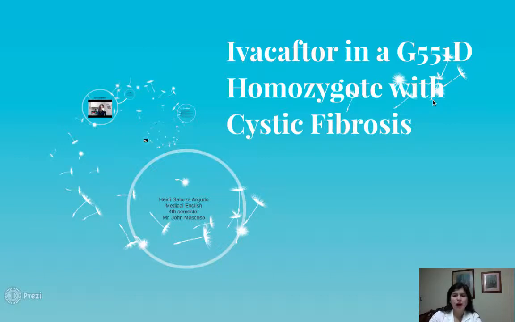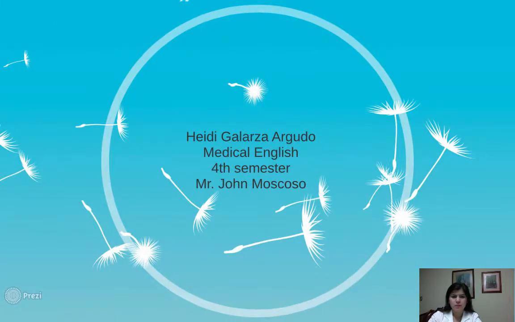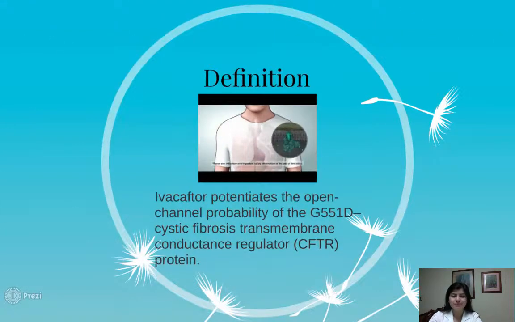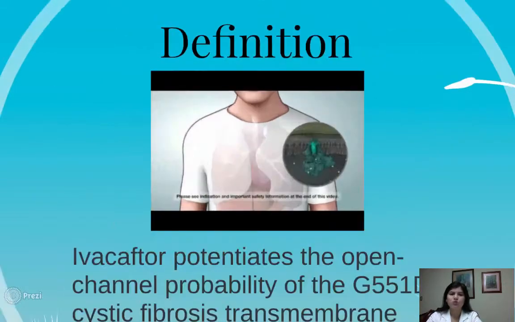Ivacaftor in a G551D homozygote with cystic fibrosis. So, definition. Ivacaftor potentiates the open channel probability of the G551D cystic fibrosis transmembrane conductance regulator protein, also called CFTR protein. Let's see this video about Ivacaftor.